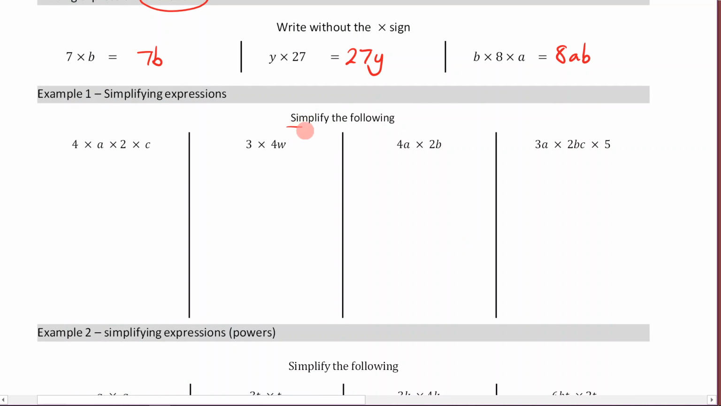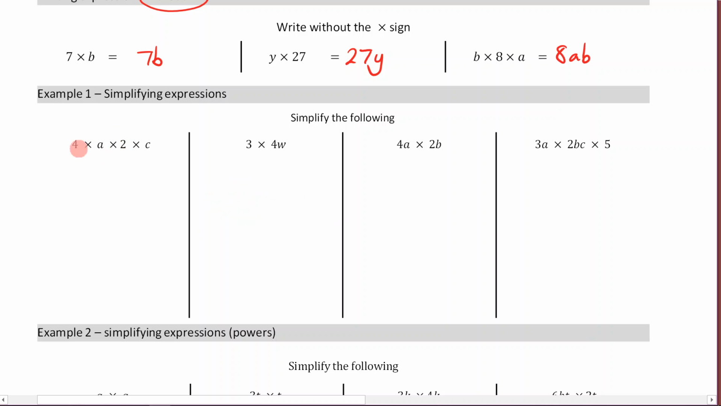So here it says simplify the following. And we have 4 times a times 2 times c. Well, the first thing that I notice here is that I have two numbers, 4 and 2. So what I'm going to do is rewrite this, but change the order. Now, remember that with multiplication, we can change the order without changing the result. Let me just quickly give you a demonstration. 3 times 4 is equal to 12, and 4 times 3 is equal to 12. The order of the multiplication doesn't matter.